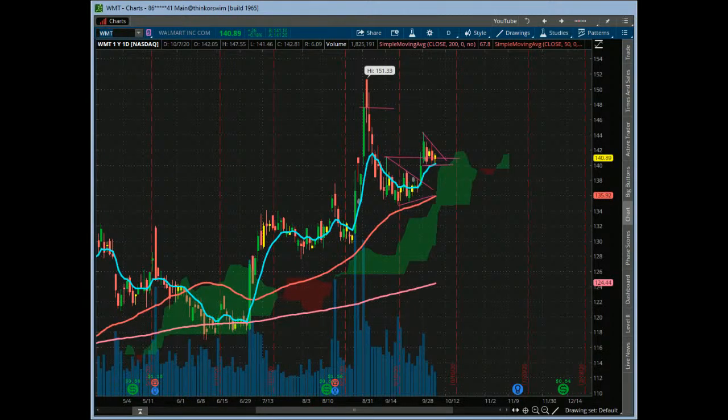So let's see how it's getting tight there at the 80 MA. Let's see if we can break out there and try to make a move. AVAV.